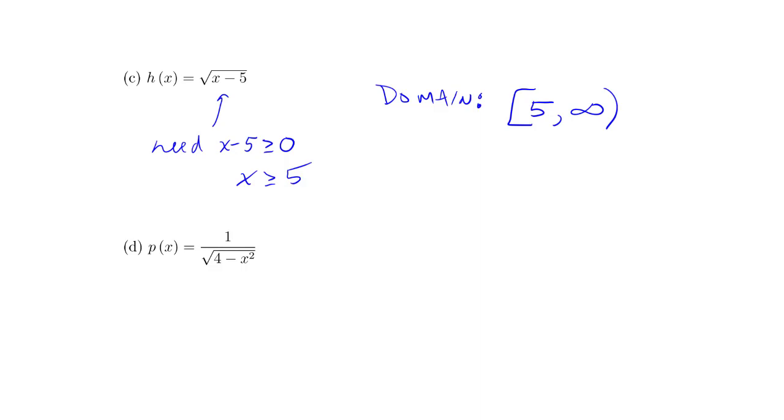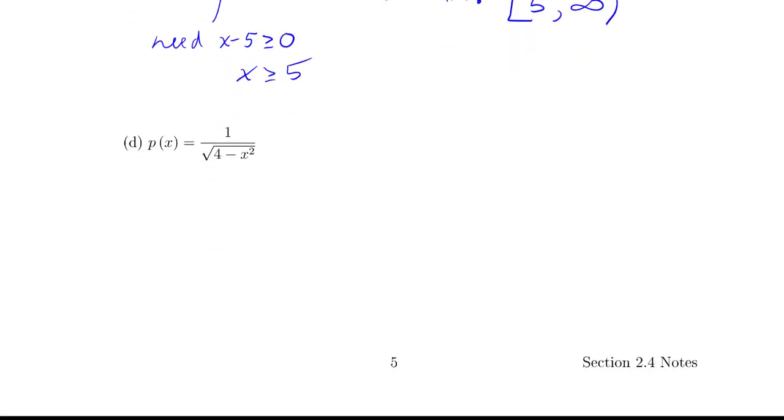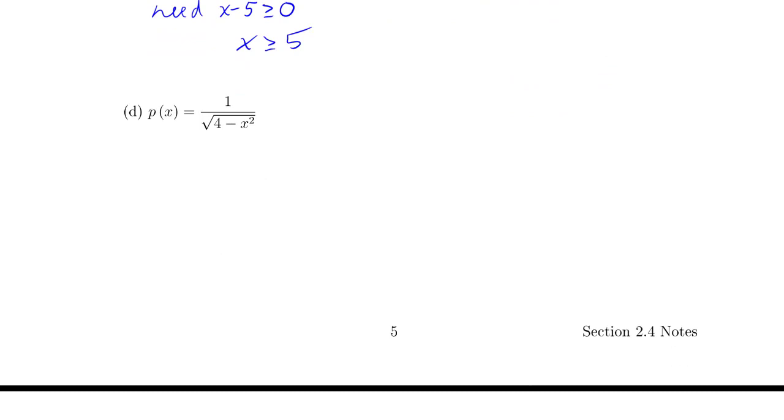Okay. Now the last one here, so I have a couple of issues. I have the stuff in the denominator and I have it under a square root. So let's take a look at that 4 minus x squared. What do I need from this? Well, because it's under the square root, I need it to be greater than or equal to 0. But I don't want it to equal 0 because then I'd get a 0 in the denominator. So I need it strictly greater than 0.